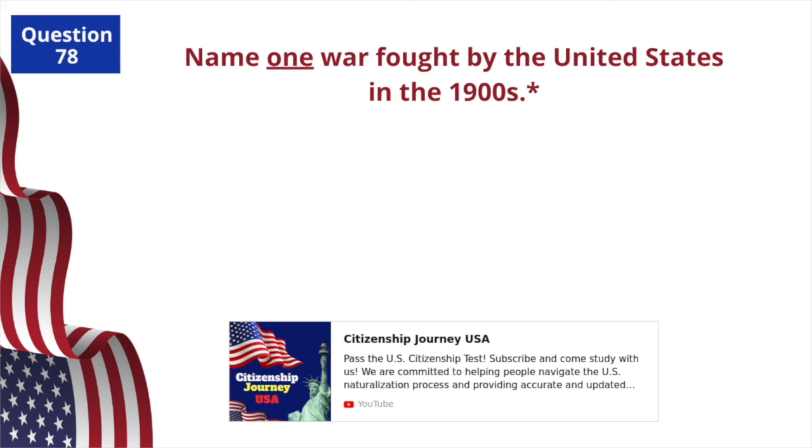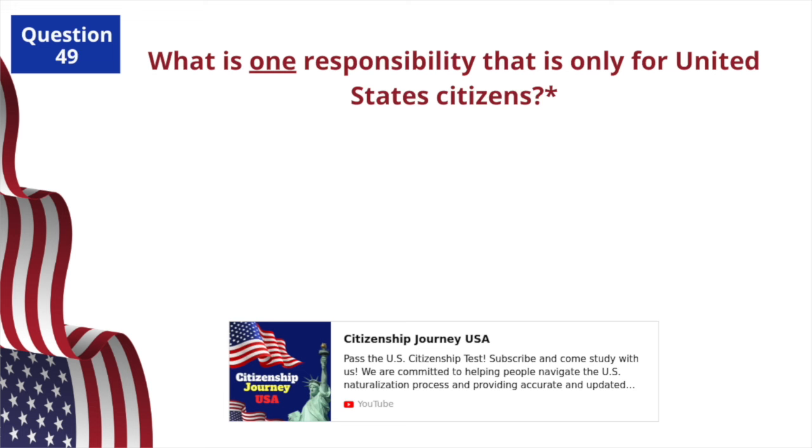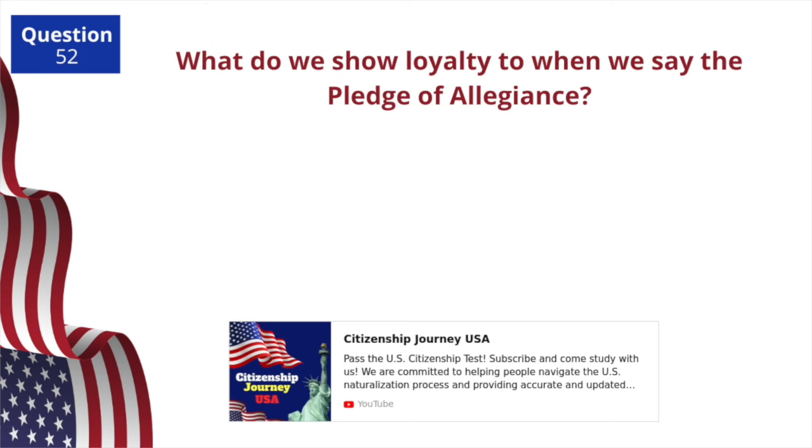Name one war fought by the United States in the 1900s. World War I. What is one responsibility that is only for United States citizens? Serve on a jury. What do we show loyalty to when we say the Pledge of Allegiance? The United States.